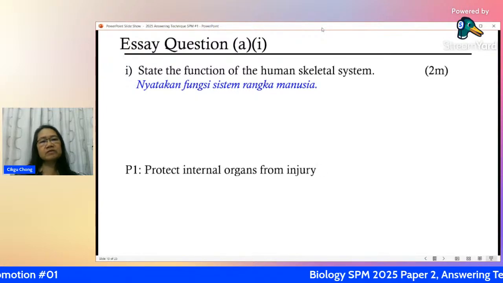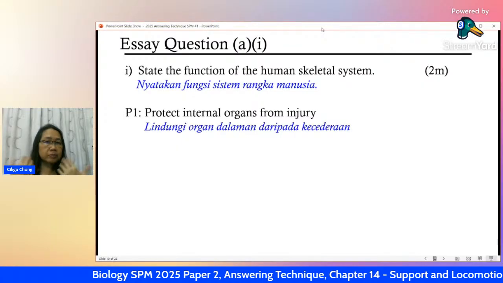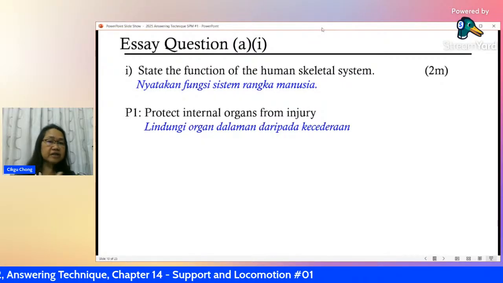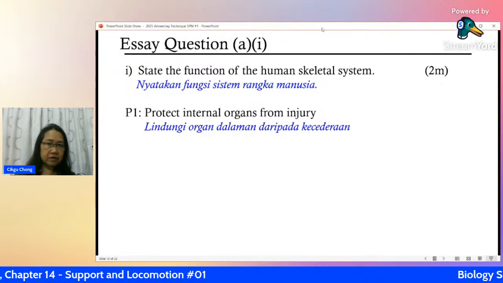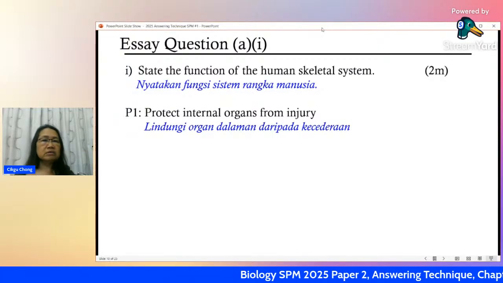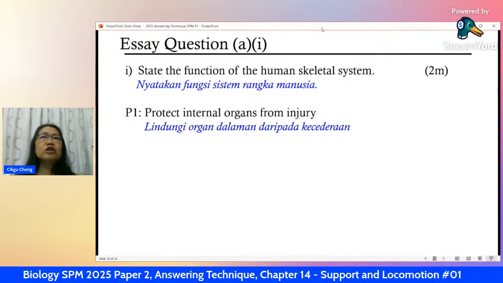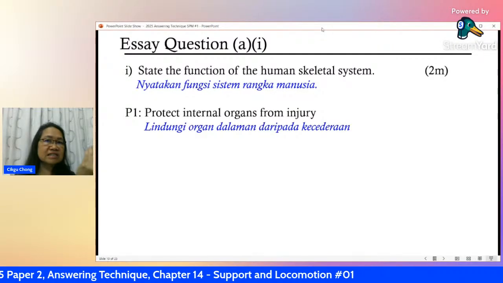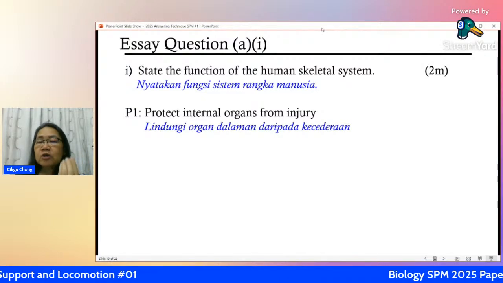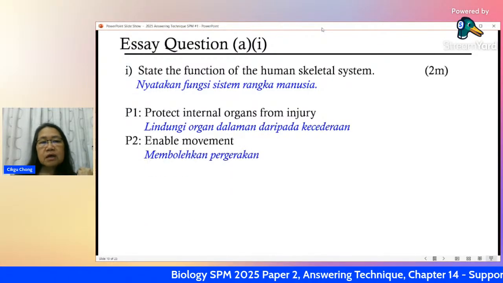Very simple. Now, first of all, is to protect internal organs. For example, the rib cage. We have a rib cage. Inside the rib cage, we have the heart. We have the important organs like the lungs, all right, and liver. So that is to protect from blunt force, from injury. When someone hits you or pats you on the back, right? You don't want the force to be transmitted to your lungs, right? The lungs have delicate alveoli, and also blood capillaries. They can break.